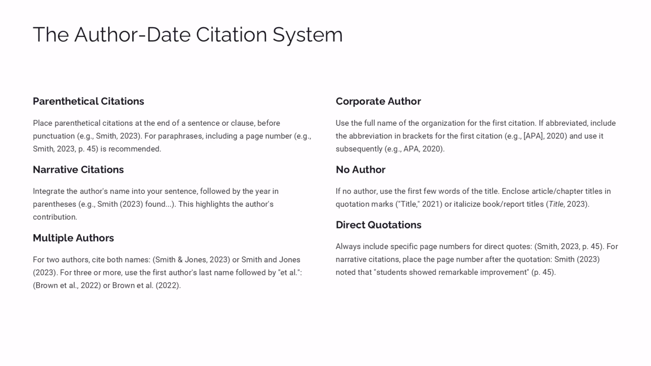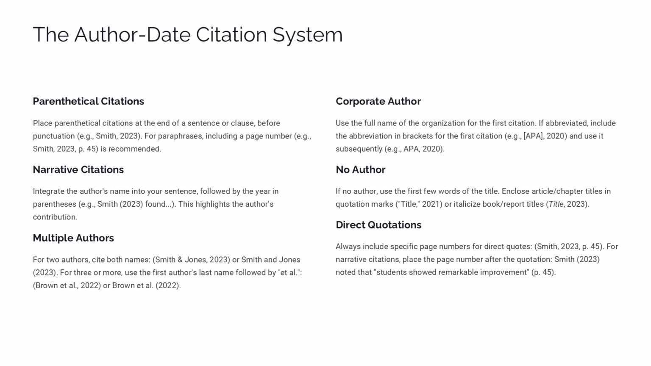When no author is identified, use the first few words of the title in place of the author name. For article titles, use quotation marks, ("Social Media Effects," 2023). For book titles, use italics, (Social Media Research, 2023). This approach helps readers locate the source in your reference list, where entries are alphabetized by title when no author is available.